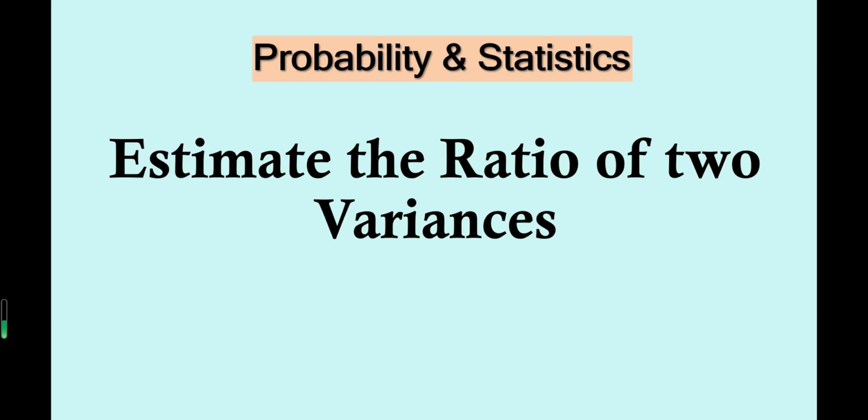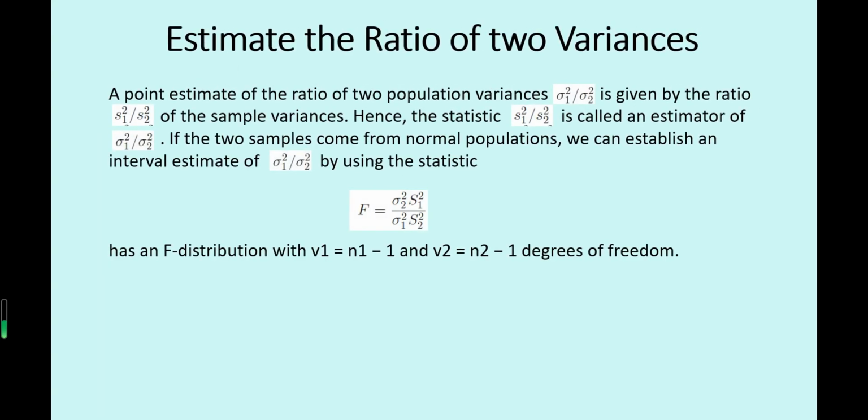In this video, we will show how to estimate the ratio of two variances. Say we have two populations which are normally distributed and we want to estimate the population variance ratio, sigma 1 square divided by sigma 2 square.